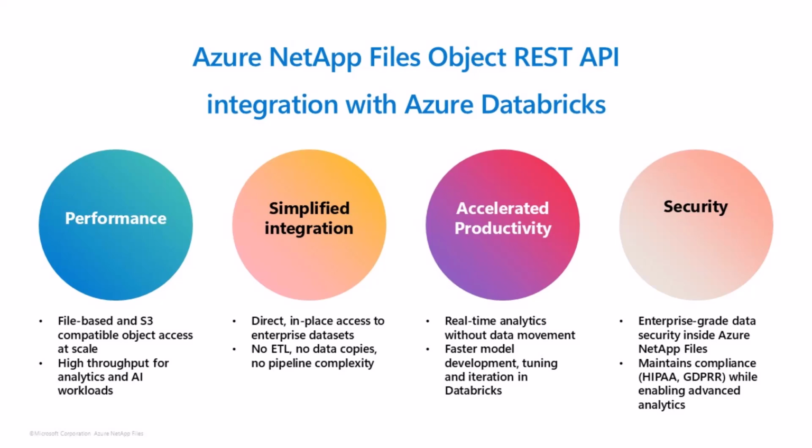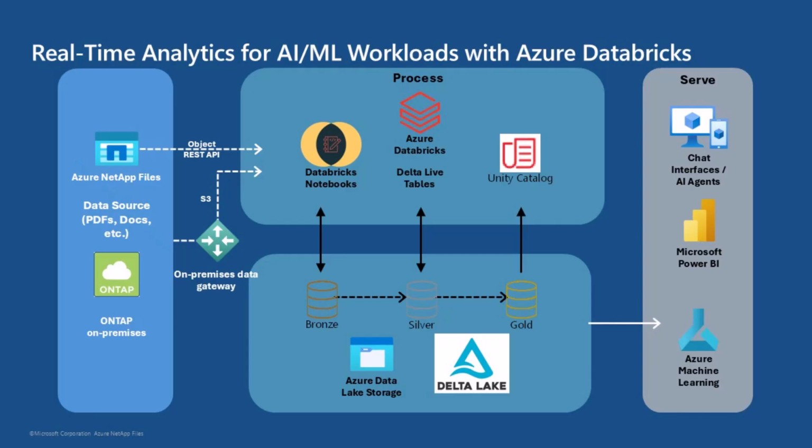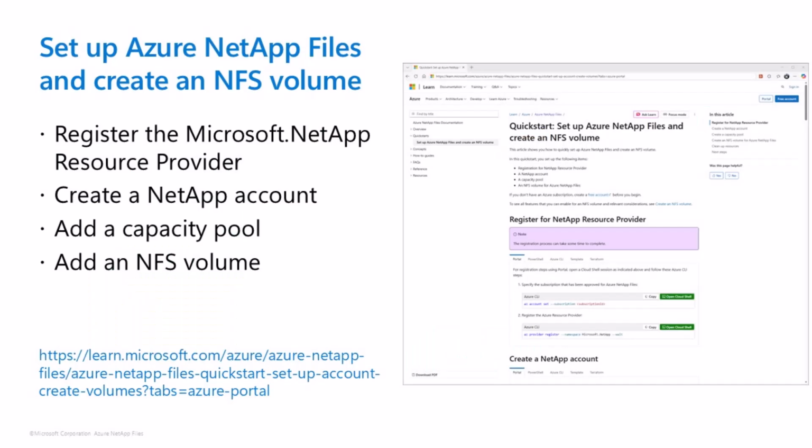In this video, I'll walk through how to integrate Azure NetApp Files Object REST API with Azure Databricks to enable secure, high-performance analytics on your enterprise data without moving or duplicating it. This integration uses Azure NetApp Files S3 compatible Object REST API to give Databricks real-time access to your data, accelerating AI and analytics pipelines.